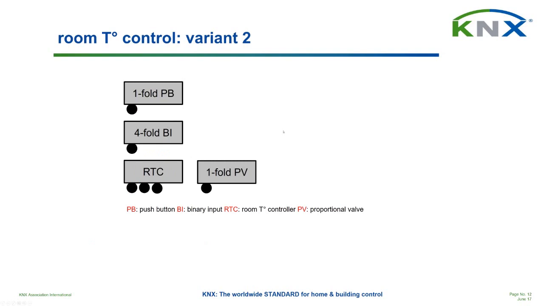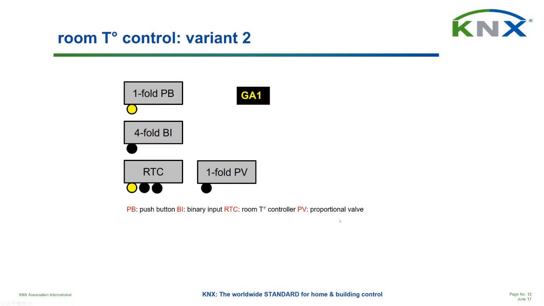Then variant 2 is where we have 4 devices involved. We again see the push button appearing here. As I said, now we additionally have a binary input. We have the RTC, and we also have a valve actuator. However, this is a proportional valve, so it's a bit different.